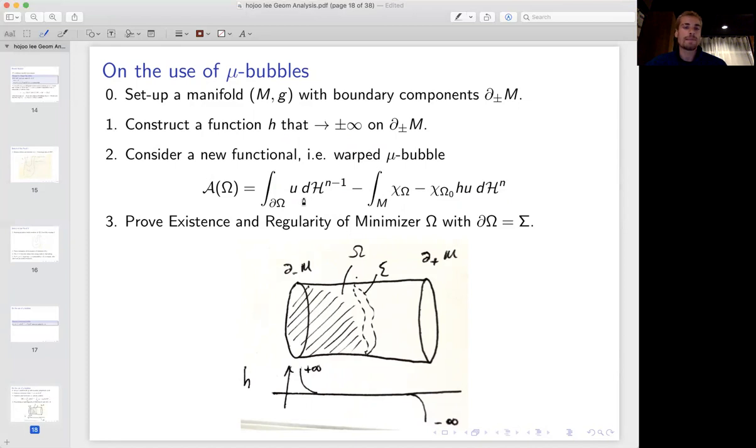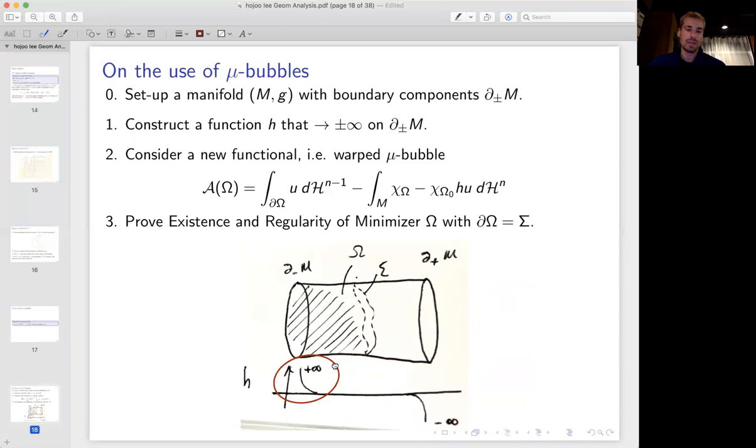But the lovely thing about this is that because H is being sent to plus or minus infinity on the boundary, as I've done here, it stops the minimizer from escaping into regions where you wouldn't want it to go. So, you know, if I had an end here and I was worried about the minimizer flying out as I minimize in some homology class, which is what we would have done before, this H penalizes the surface from flying out into here.